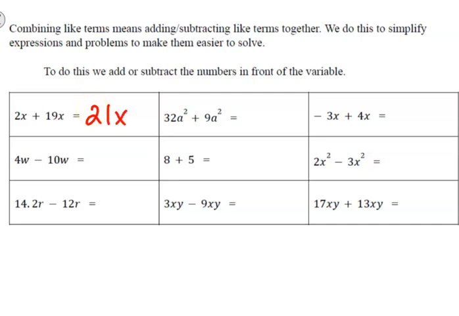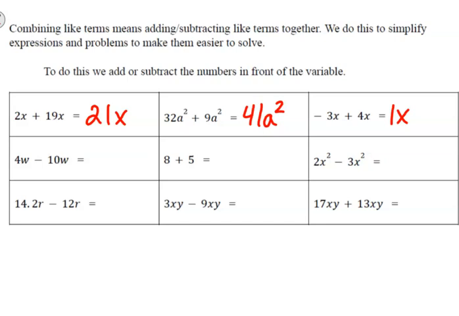And so if I work my way across, 32a squared plus 9a squared. You do want to verify that they're like terms, right? A squared and a squared. But 32 plus 9, that's going to give me 41, and it still has an a squared. Be careful with your positives and your negatives, right? Negative 3x plus 4x is really negative 3 plus 4, which is 1x. You could write that without the 1 in front, and that would be fine.